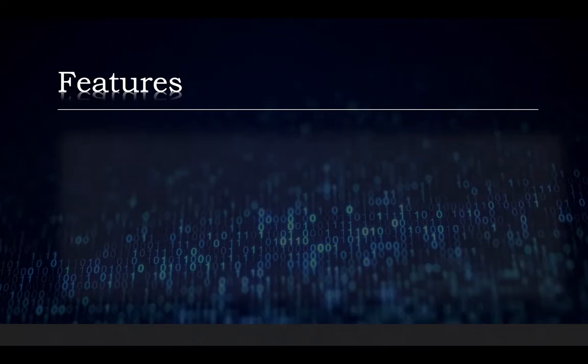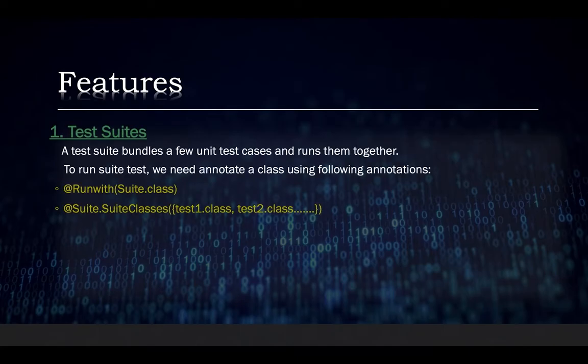Now let's see some features of JUnit 5. The first one is test suites. A test suite actually is a bundle of a few unit test cases that we combine to run them together. If we want some test cases to be run in a specific order, it can only be done by combining them in one place, and this combination of test cases and running them together is known as a test suite.